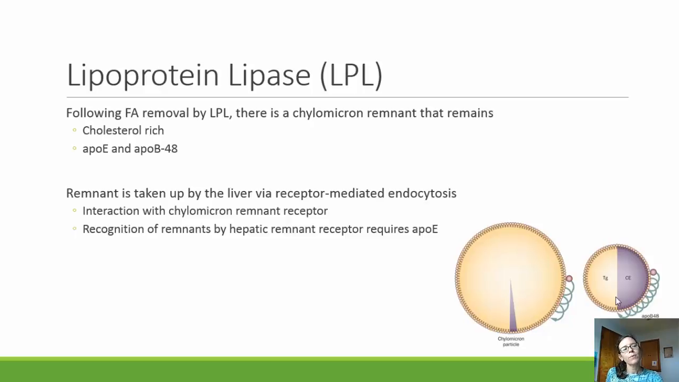The apolipoproteins that are important on these chylomicron remnants are ApoE and a form of ApoB, which is B48. These apolipoproteins allow recognition by the liver so that it can take up the remnant via receptor-mediated endocytosis. So the liver sees these apolipoproteins and says, that's what I'm going to absorb, and engulfs it via endocytosis.